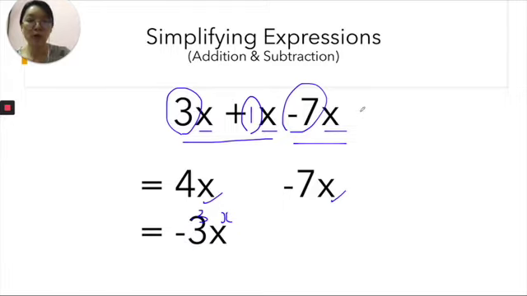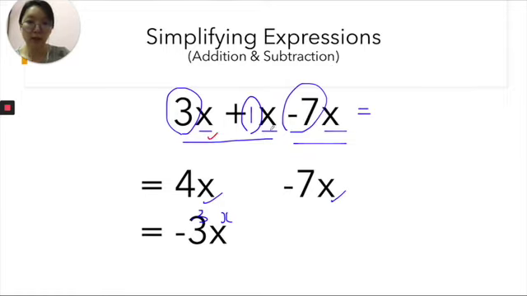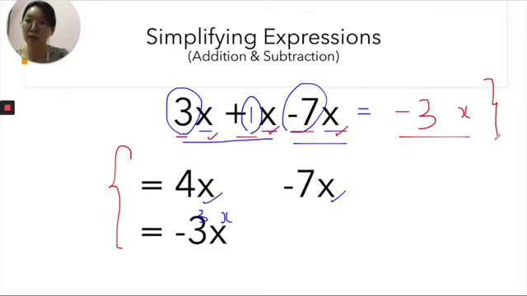If you want to do it very straight away, yes, you can. Check for the like terms. For example, check for the x. Yeah, they are all like terms. So put it down, x. And then look at the coefficient, 3 plus 1 minus 7. In your head or from the calculator, you can type in 3 plus 1, 4. 4 minus 7 is negative 3. Yes, both are okay. If you like step by step, you can do this. Else, you can also straight away write the answer as negative 3x.